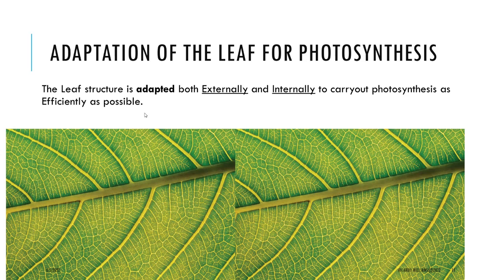All right, so now we're looking at the adaptations of the leaf for photosynthesis. The leaf is a structure that is adapted for photosynthesis both externally and internally, to carry out this process as efficiently as possible. So let's now look at how it is externally adapted to carry out photosynthesis.